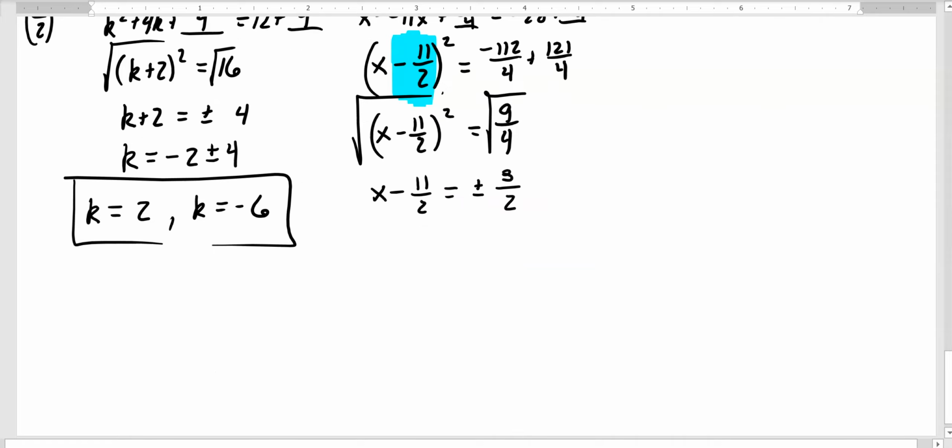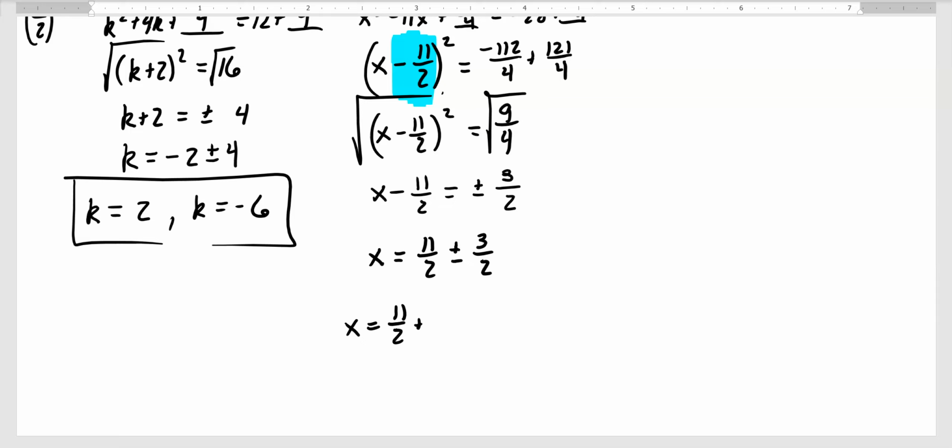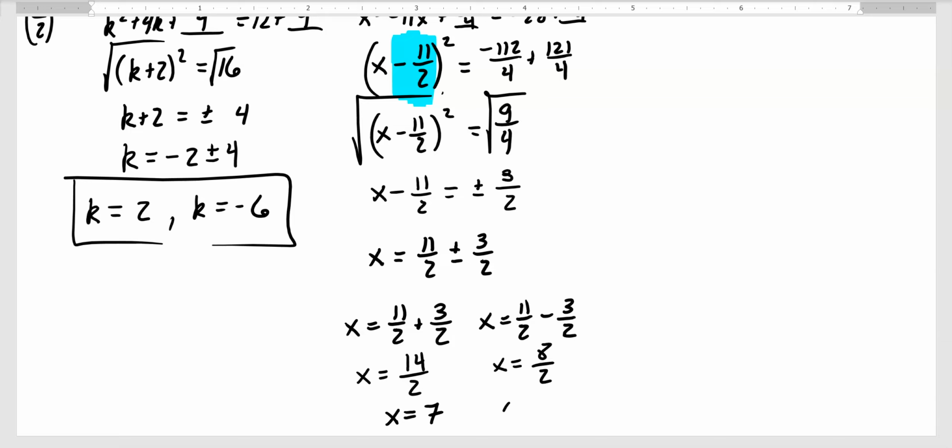Then I need to add 11 halves to both sides, so x will equal 11 over 2 plus or minus 3 over 2. So x equals 11 over 2 plus 3 over 2, or x equals 11 over 2 minus 3 over 2. 11 plus 3 is 14 over 2, which would mean that x equals 7. 11 minus 3 is 8 over 2, which would mean that x equals 4. So there would be my two solutions here. X equals 7 and x equals 4.